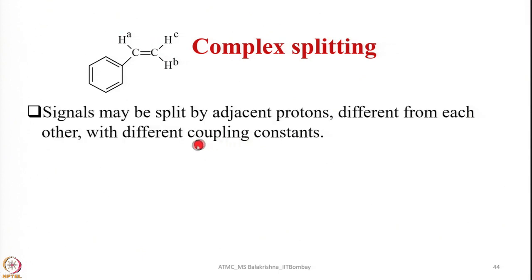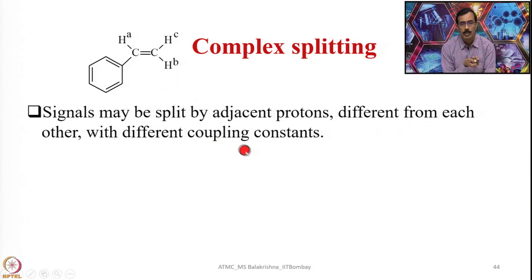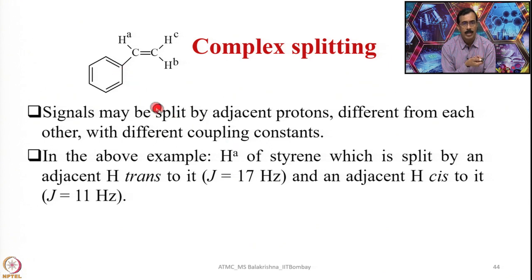So signals may be split by adjacent protons, different from each other with different coupling constants. Once when you look into spectrum, we should be able to assign the signal due to HA, HB and HC very readily. For example, in the above example, HA of styrene is split by an adjacent H trans to it by 17 hertz. This coupling is 17 hertz, whereas this coupling is 11 hertz. That means it shows a doublet of doublets. One is 17 hertz, first you should write, and this we call coupling or splitting tree, that we should be able to write. I will try to make you familiar in writing this one.